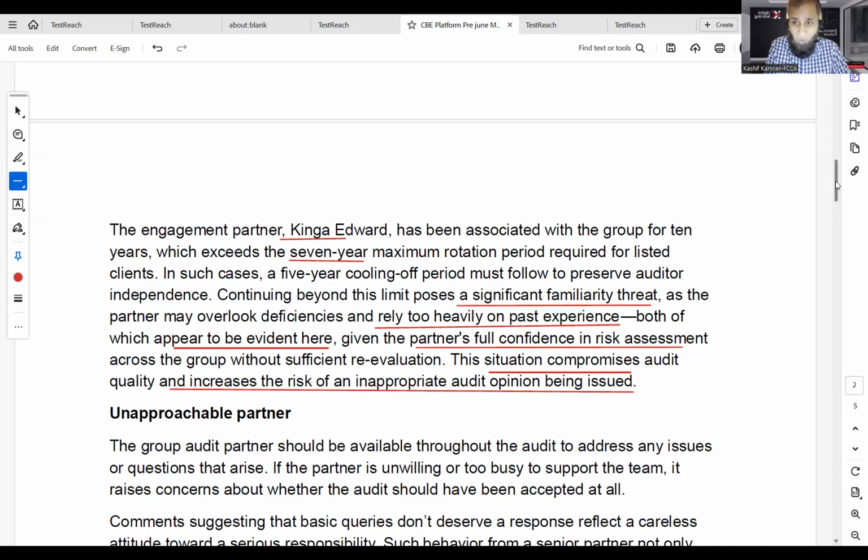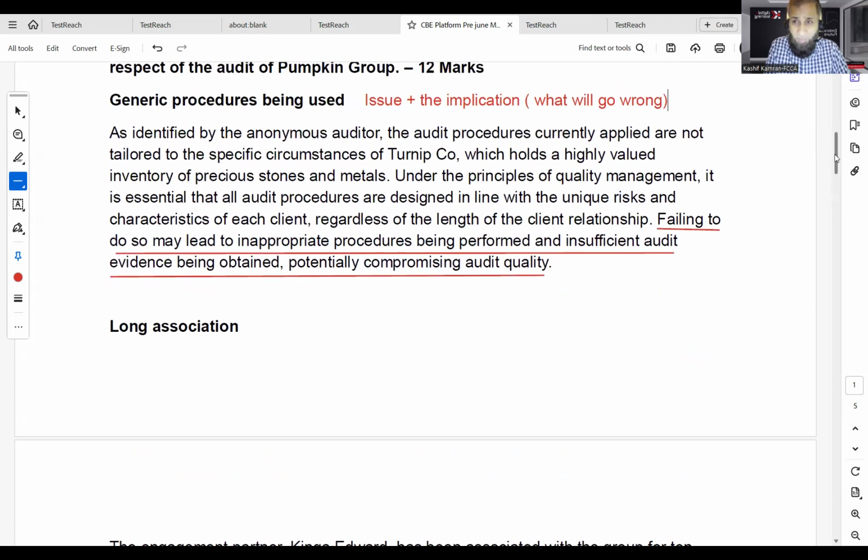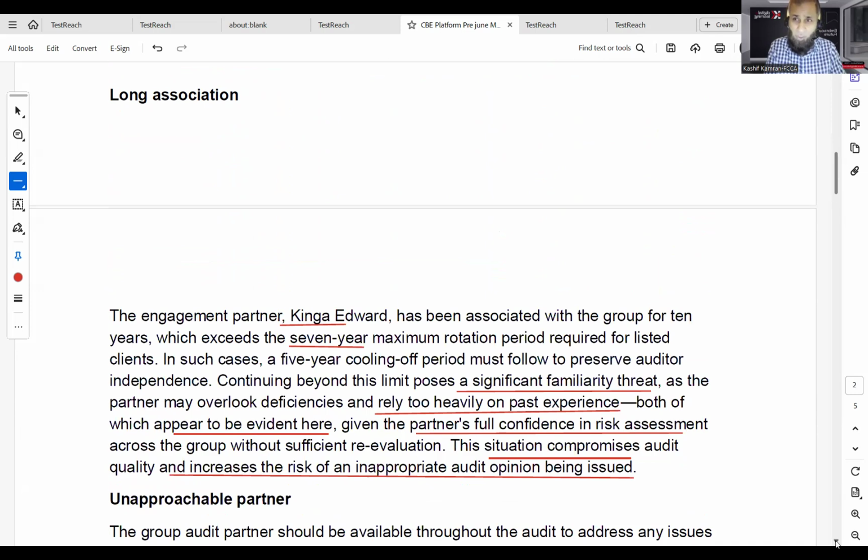Even the first situation, the action was written, right? It is essential that audit procedures are designed in line with unique risks. That's the action. So 2 marks per paragraph, 1 mark for issue, 1 mark for action. In the second paragraph, long association, 1 mark for action, 1 mark for issue. Unapproachable partner.